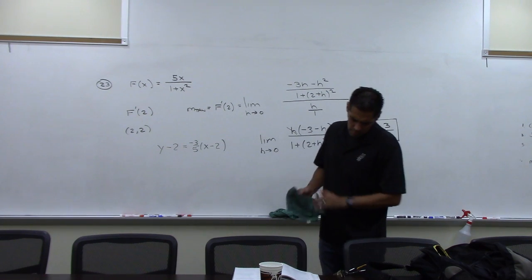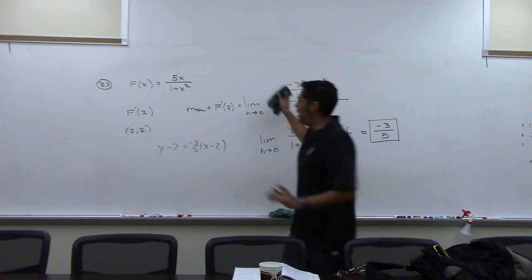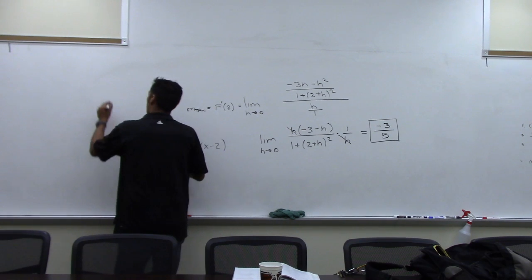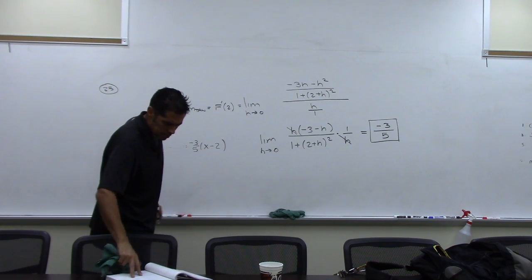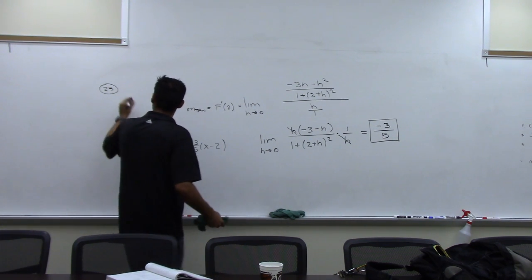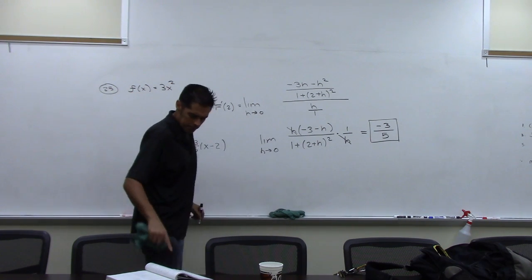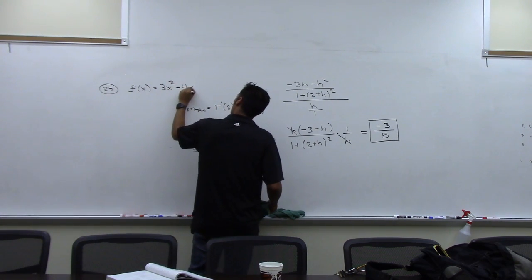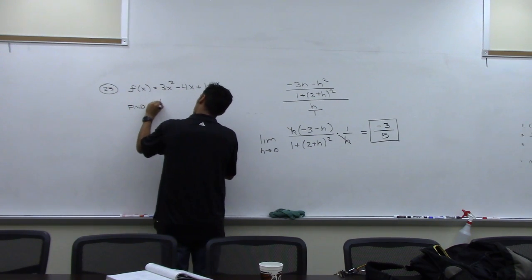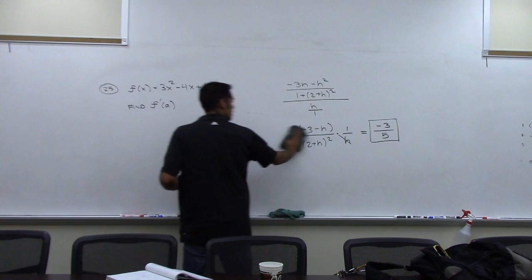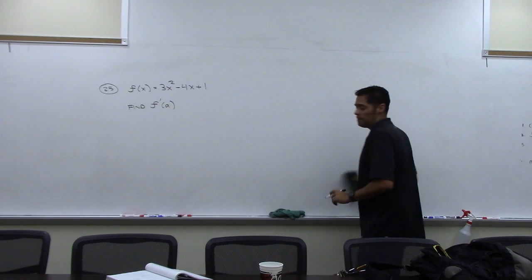Let's go to 25. So 25. We give you this function 3x squared minus 4x plus 1. And they ask you to find f prime of a. So we want the slope of the tangent line at a, but they're not going to tell us what a is, which means we need to get a general answer.